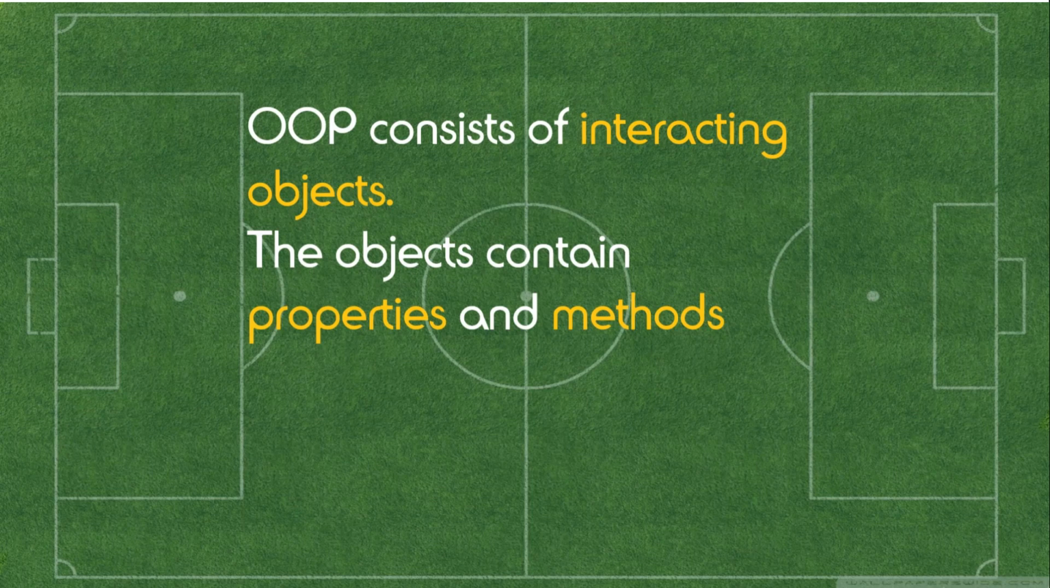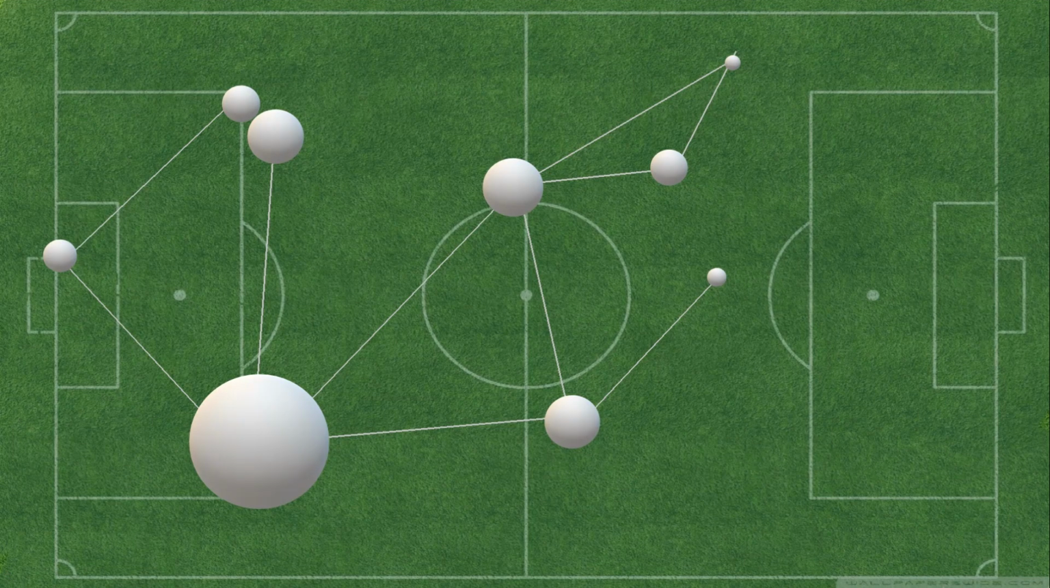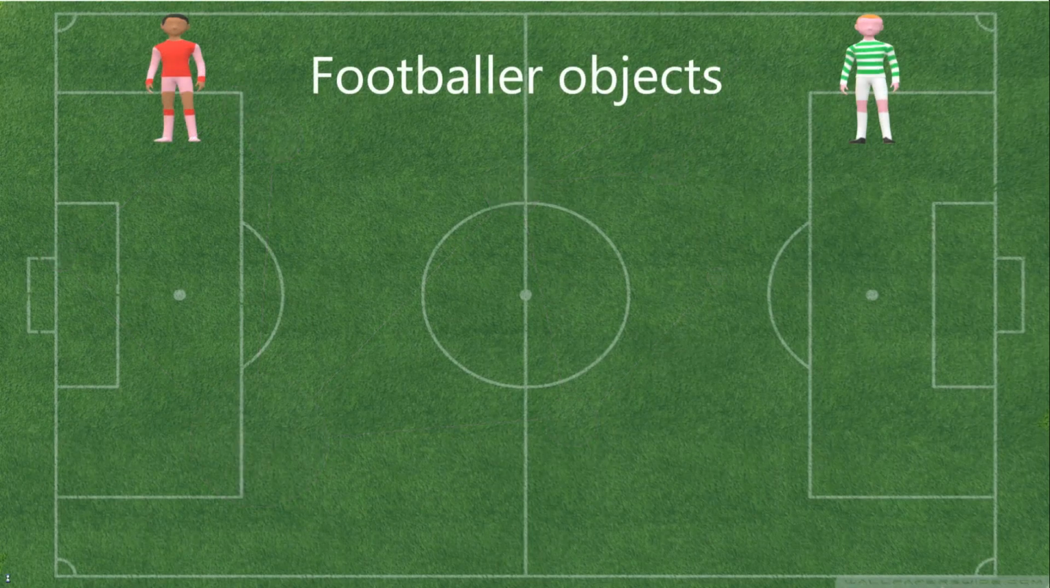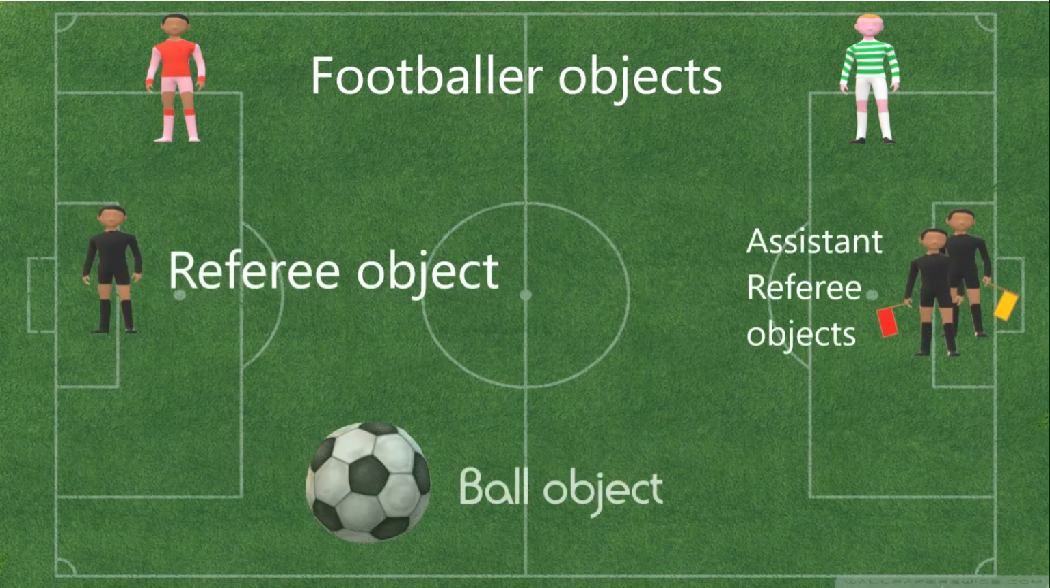Object-oriented programming consists of interacting objects which contain properties, which is data, and methods, which are function-like code. In the object-oriented programming computer world, a program is made from objects which interact with each other to create a viable application. You can imagine this in the football world. You have the footballer object interacting with a referee object, assistant referee objects, a ball object.